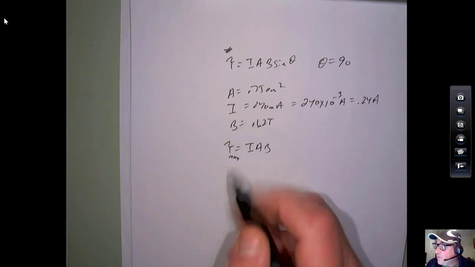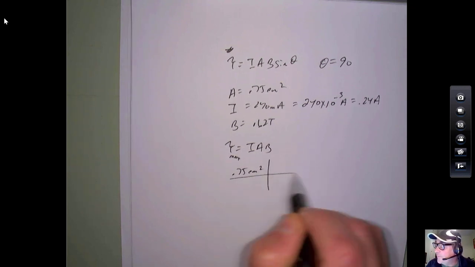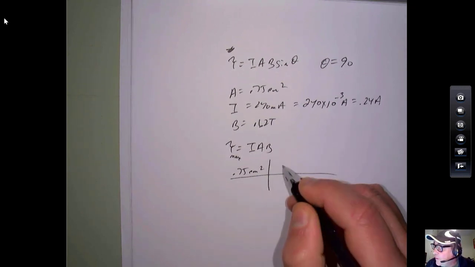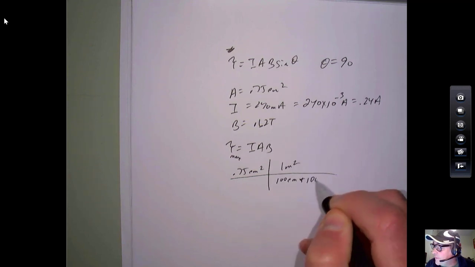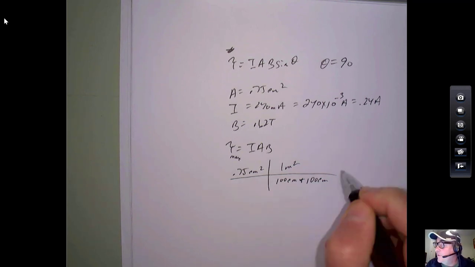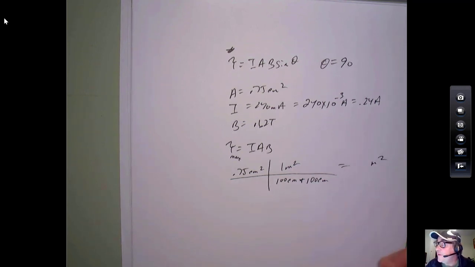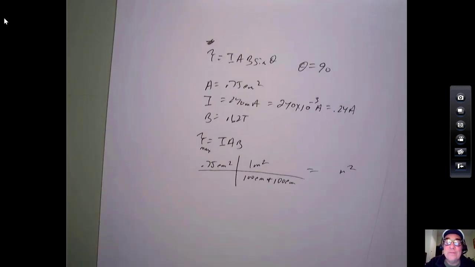Now this 0.75 centimeters squared, we need to put that into square meters. So 1 square meter would be 100 centimeters times 100 centimeters. So you have got to divide this by 100 twice to put that into square meters. But then you're good. You just got to do a little bit of prep work. Put that into amps, put this into square meters. For maximum torque, theta is 90 degrees. Okay, let's look at the next one.